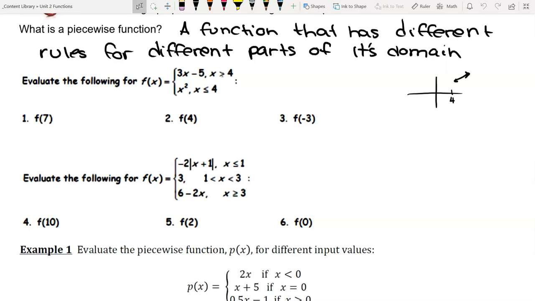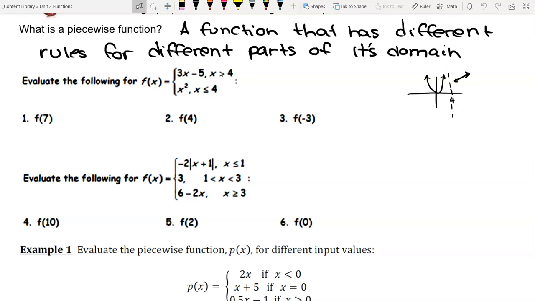Nice. No one's here. Still got builds. But then you jump down, and as x is less than 4, so anything to the left of this up and down line at 4, you have a totally different scenario. So you have x squared, which we can kind of draw in. It looks something like that, okay? So see how it's 2 different pieces? As we're to the left of that 4, as we're to the right of that 4, we've got 2 different equations going on. So all we're doing today is figuring out where we're going to plug in, okay?